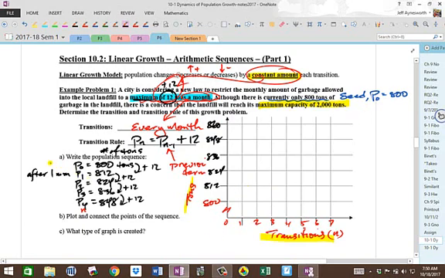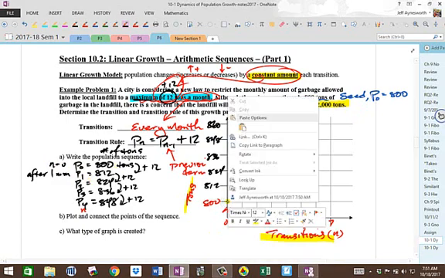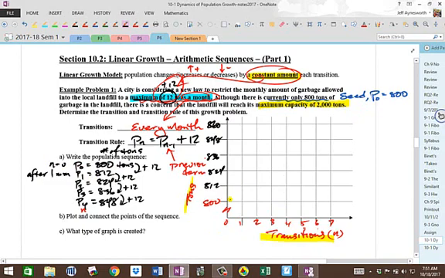So when n equals 0, we get p sub 0. All right, so 0 comma 800 is right here. There we go. After one transition, you have 812 tons. After two transitions, you have 824 tons. After three transitions, you have 836 tons. And after four transitions, you have 848 tons.